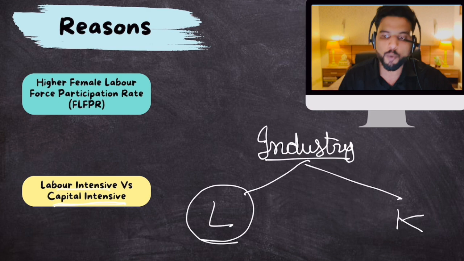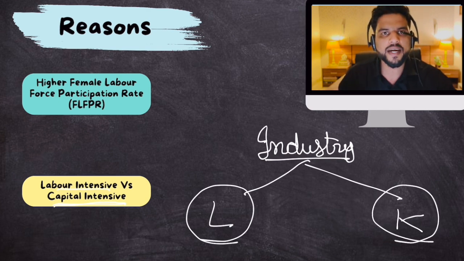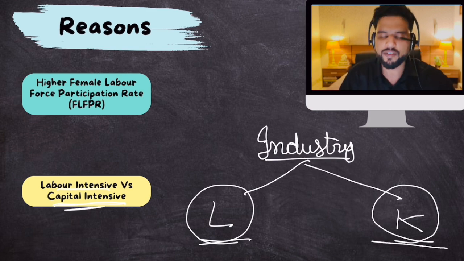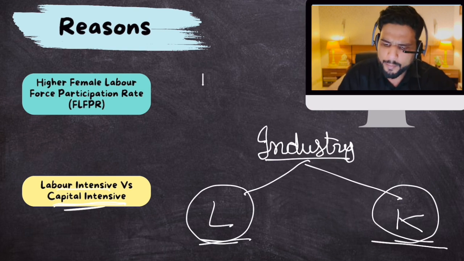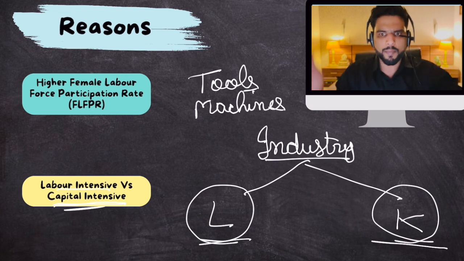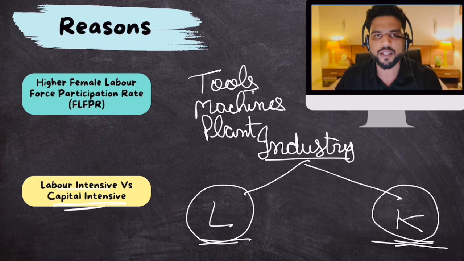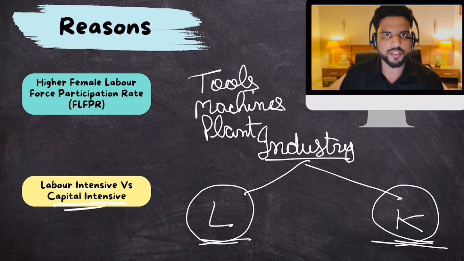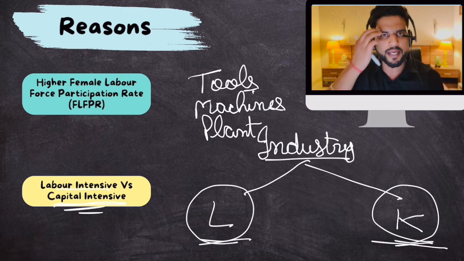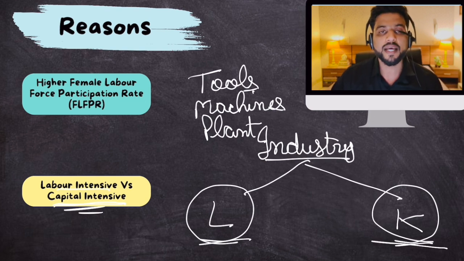And when an industry is more capital intensive, it is dependent more on capital rather than laborers to produce. And what do I mean by capital? Capital means tools, machines, factory plant, machinery, software, all these things come under capital. So if your industry is more dependent on machines and tools, not so much on laborers, then you're capital intensive. Example is the infrastructure industry, construction industry. Construction is a mixed bag, but there are many industries which are automated, more dependent on machines.